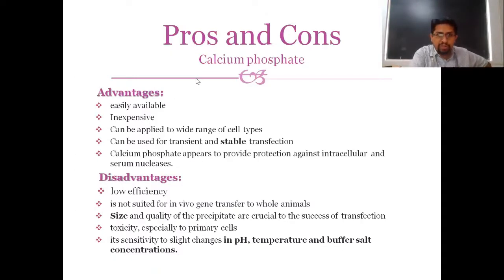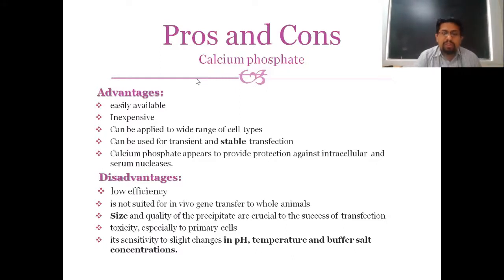So the pros and cons: advantages, calcium phosphate is readily available. It can be used for both stable as well as transient transfection. If you don't want your gene expression to take place beyond a certain amount of time, you can use that for transient transfection. Calcium phosphate appears to provide protection against intracellular and serum nucleases. Serum will also have nucleases, so if you are using serum-based medium for animal cells, you can use calcium phosphate.